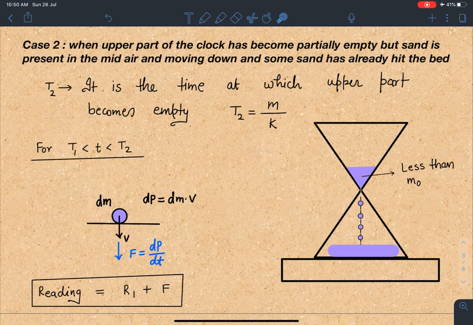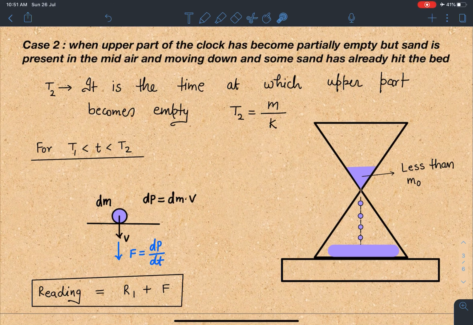Now here, in this time interval, there are going to be two things. One is some sand is present here and here, that part, its weight, plus due to this falling part, whatever change in momentum will come. Because if you see, the sand particle is having velocity v and its mass is, let's say, dm, and it is coming to rest after that. So change in momentum of this particle is dm into v. Now this rate of change of momentum will definitely be exerting a force on this. That force is dp by dt.